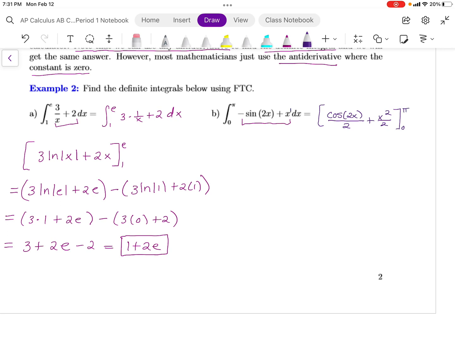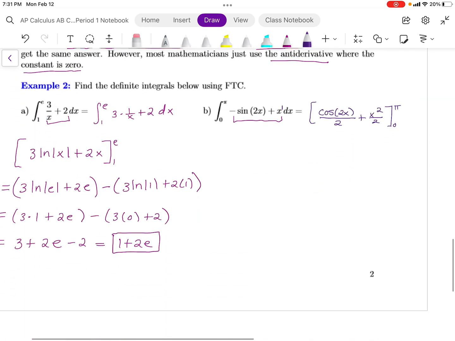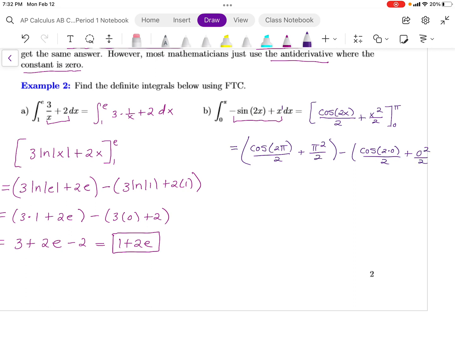Just to recap that, that's because the power is 1, like x to the first is the same as x. So I'm adding 1 to the power and dividing by that same power. So going back to this rule right here that we did today in class. Okay, and so now I'm going to plug in pi for x. So this is going to be cosine of 2 pi over 2 plus pi squared over 2. And I want to do this whole thing minus, now I'm plugging in 0. So I'm going to have cosine of 2 times 0 over 2 plus 0 squared over 2.